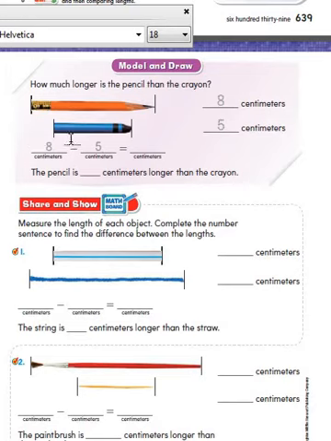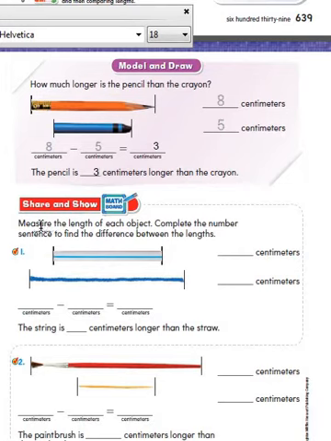So it will be 8 minus 5. You can get the answer by taking away 5 from 8, or you can count after 5 to reach 8. The answer here is supposed to be 3. So the difference between the two lengths is 3. The pencil is 3 centimeters longer than the crayon.